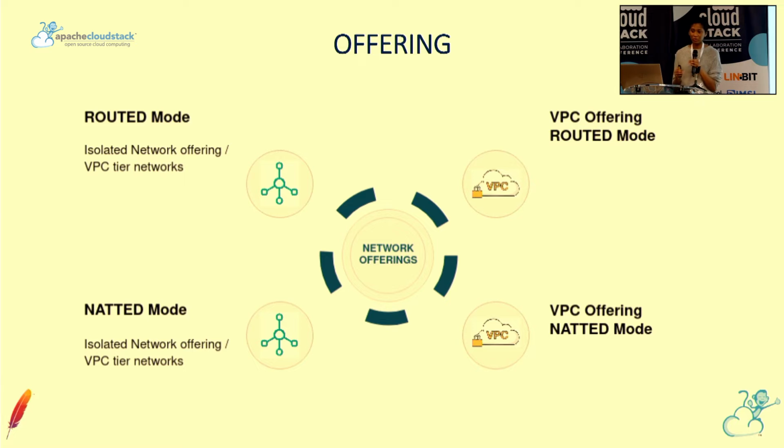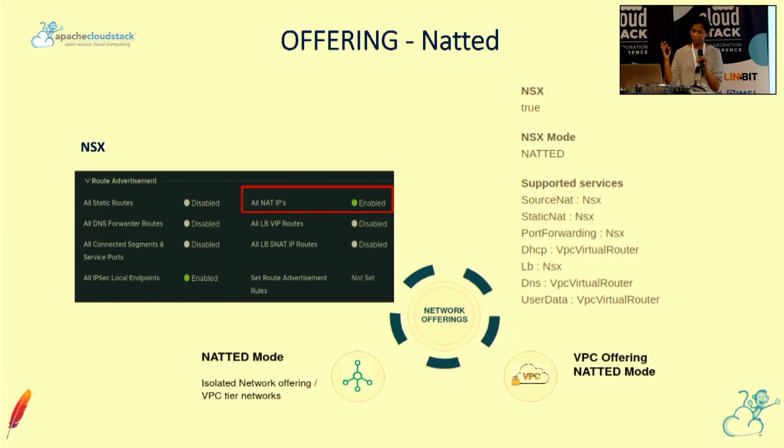So next is offering. Offering basically defines what your network provider is capable of doing. So with NSX, we have two flavors, the routed and the NATted mode. Let's delve first into the NATted mode, which is the general way in which CloudStack operates. So in the NATted mode, you'd see source NAT, static NAT, and all other functionalities are provided by NSX. But DHCP, DNS, and user data are provided by the virtual router. Also, to highlight, if you see the route advertisements, all NAT IPs are advertised in this mode.